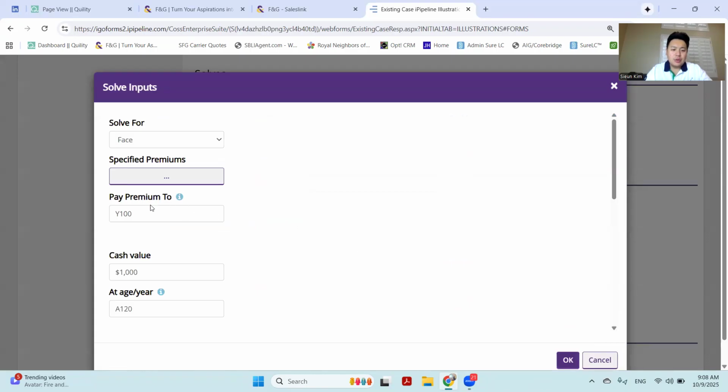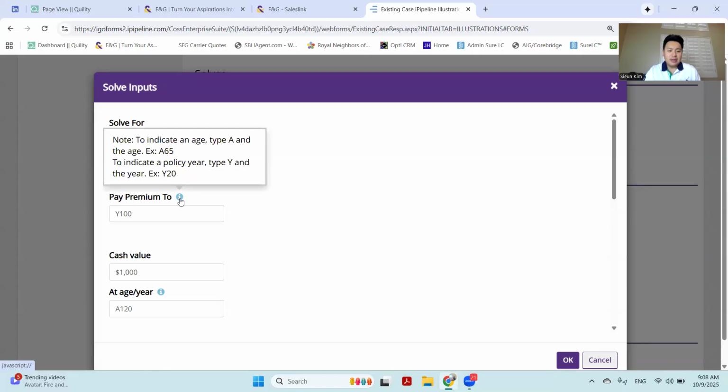And pay premium to. So this is determining how long the client wants to pay the premium, or up to what age the client wants to pay the premium. And if you take a look at this little blue eye icon, it tells you, if you put an A in front of the number, that means the premium is going to be paid until age 65. If you put a Y, it means that you're going to be paying for that many years. 20 years of premium, then that'll be Y20, right? Does that make sense?